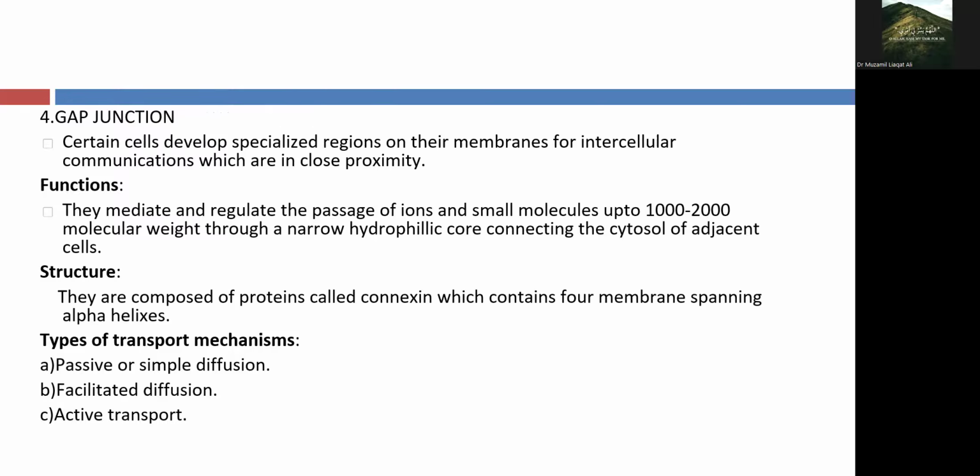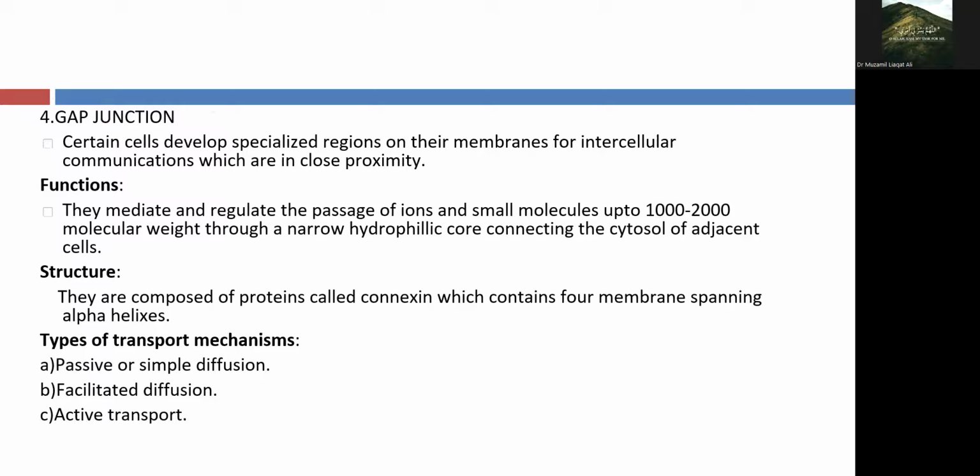Finally, we have gap junctions. These are not for transport between the cell and its environment, but for direct communication between adjacent cells. Certain cells develop specialized regions on their membrane that come into very close proximity. Gap junctions are composed of proteins called connexins.